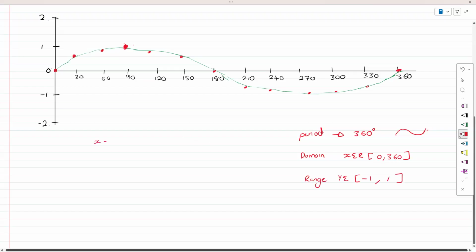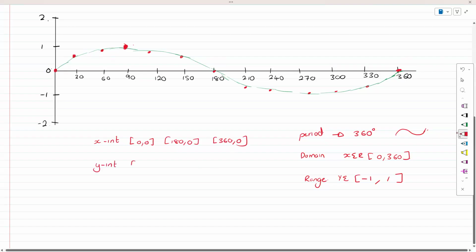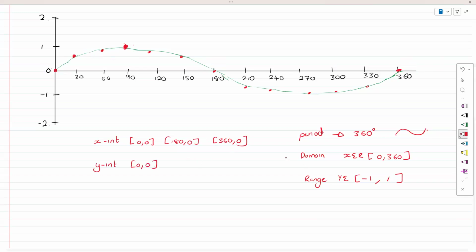Let's start with the x-intercepts. So the x-intercepts would be (0, 0), (180, 0), and (360, 0). This is all the parts that are touching the x line. It touches the x line at this point, and this point. If we go with the y-intercept, the y-intercept will be the part that's touching the y line, which is (0, 0).